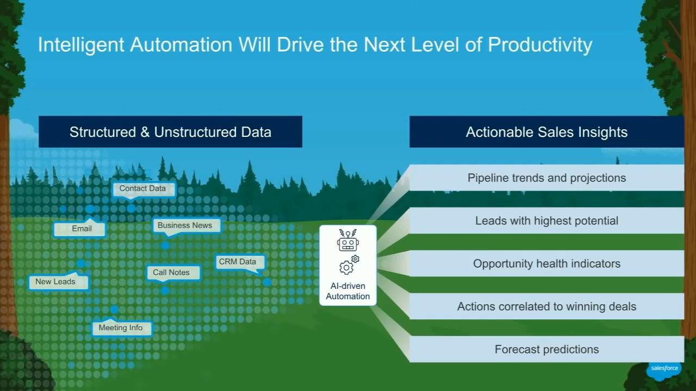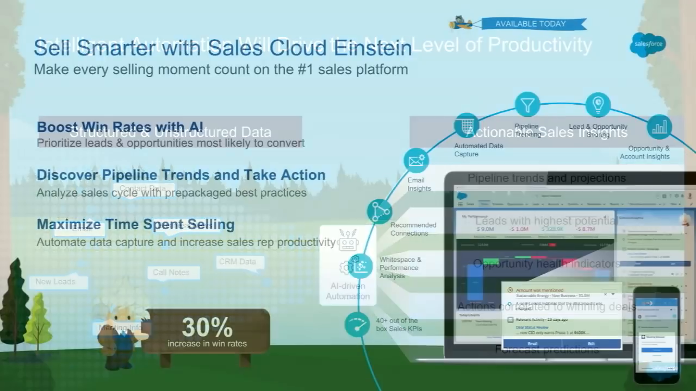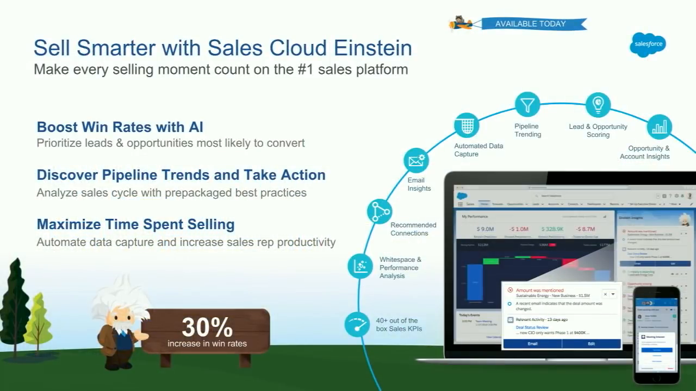And that's exactly what Einstein is all about, and intelligent automation. It's all about taking both of these kinds of data and adding intelligent automation, so as a sales rep, you know exactly what to do with actionable sales insights, like what is your forecast telling you you're going to land at the end of the month? Or what is the next lead with the highest potential, so you know who to call next? And that's what Sales Cloud Einstein is all about.